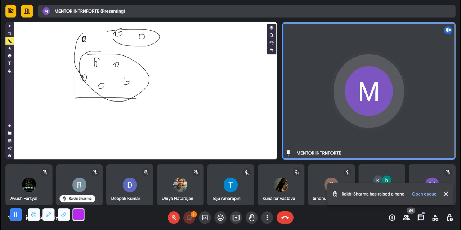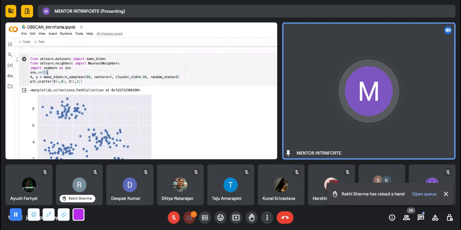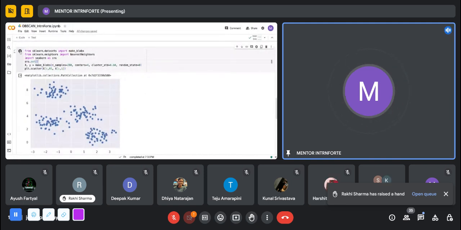So DBSCAN doesn't have a predict method like k-means. There is no application of learning in this concept over here. There is no learning from beforehand. So when you are doing prediction, again it tries to do the DBSCAN calculation, which I showed you.